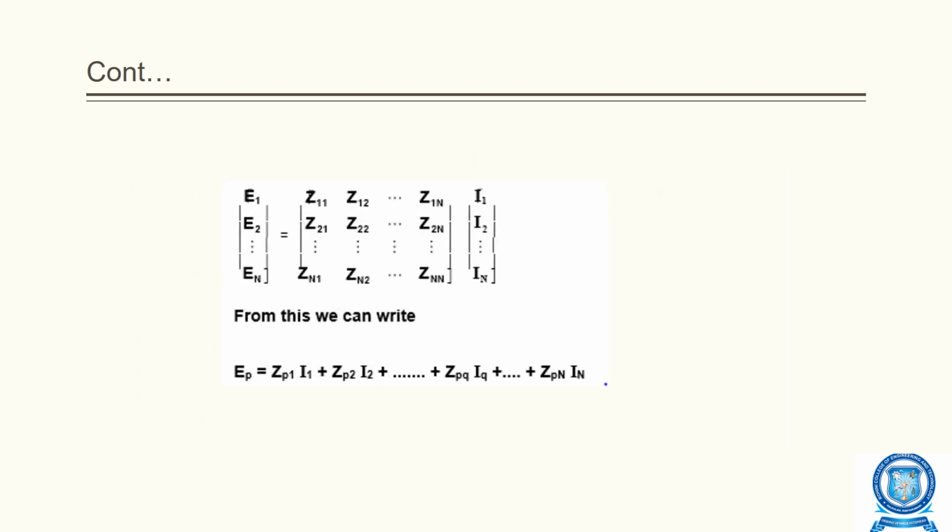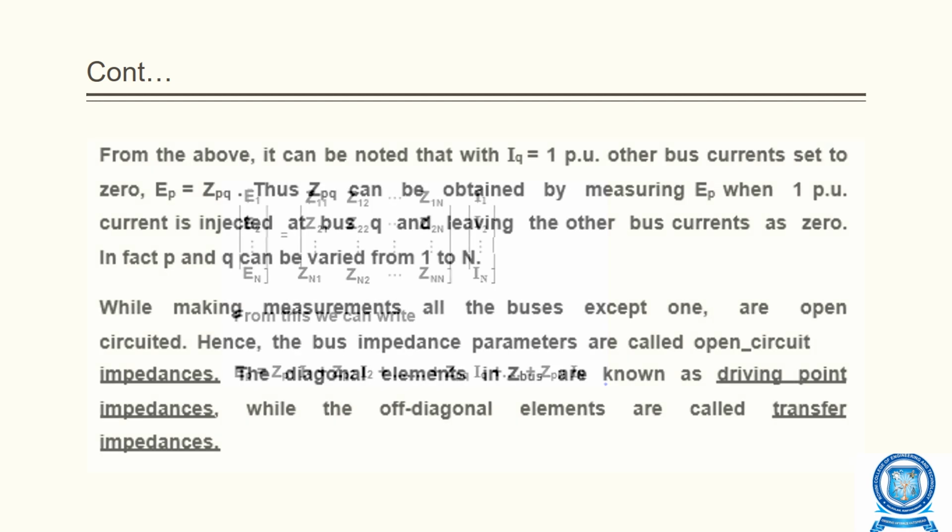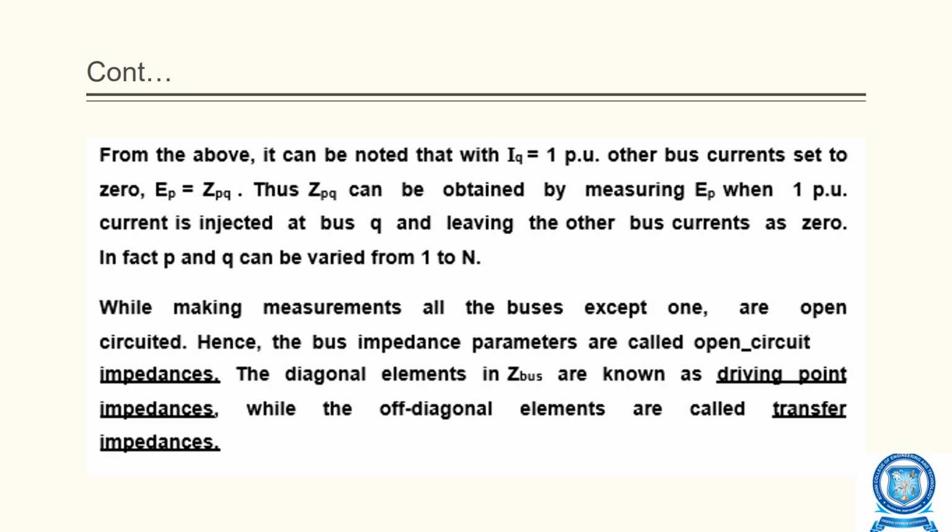From this we can write EP is equal to ZP1 I1 plus ZP2 I2 plus, going on up to ZPQ IQ plus up to ZPN IN. From the above, it can be noted that if IQ is equal to 1 per unit and the other bus currents are set to 0, then EP is equal to ZPQ. Thus, ZPQ can be obtained by measuring EP when 1 per unit current is injected at bus Q and leaving other bus currents as 0. In fact, P and Q can be varied from 1 to N.